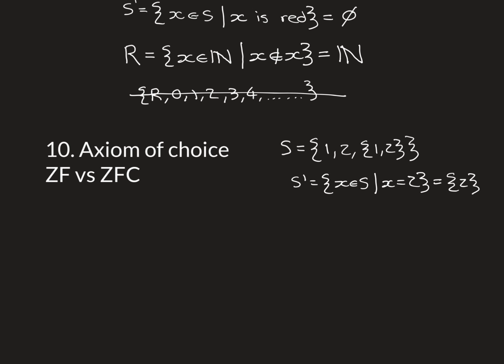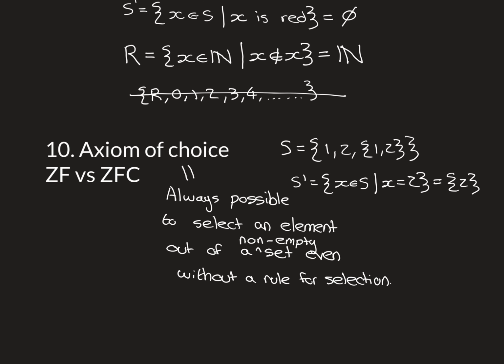In contrast, the axiom of subsets can pick out a single element from a set as well, but it requires a rule in order to pick that element out. So I've written that down here. The axiom of choice is that it's always possible to select an element out of a non-empty set, even without a rule for selection.